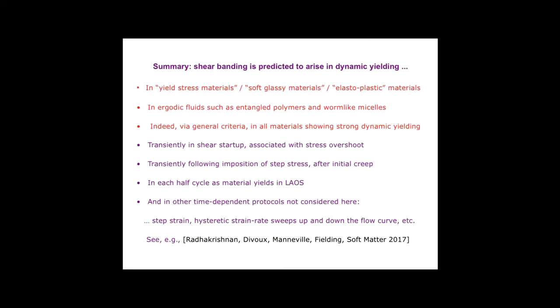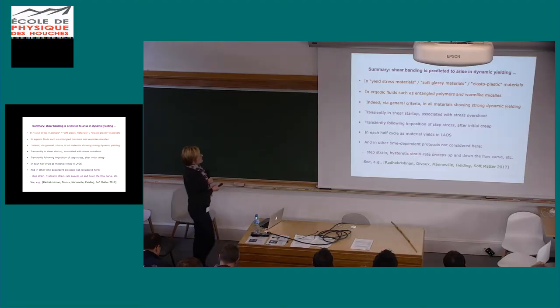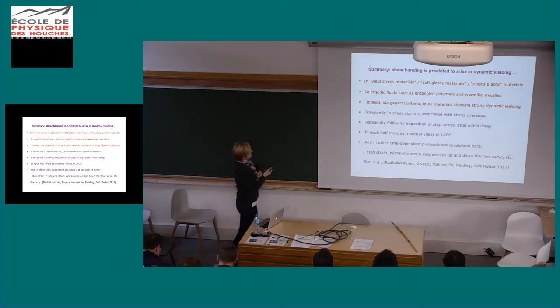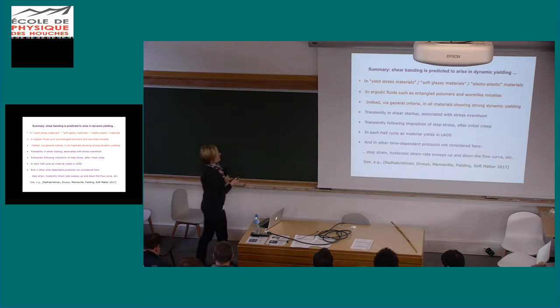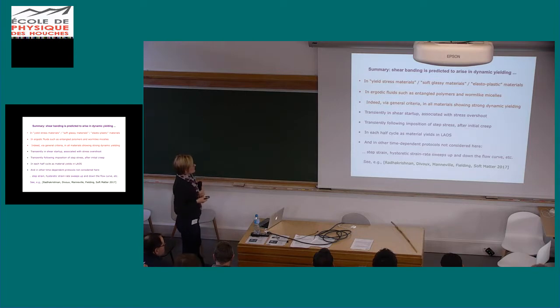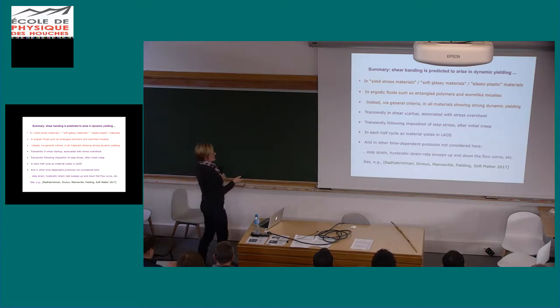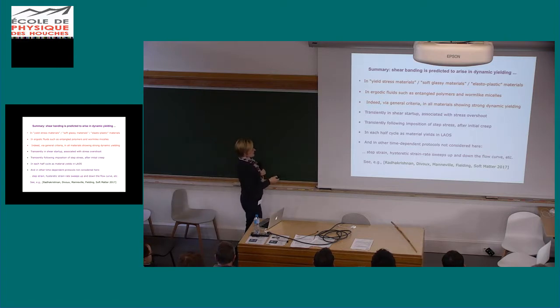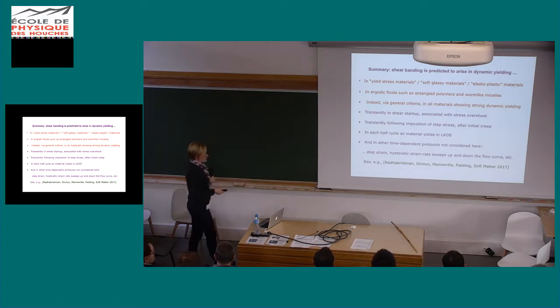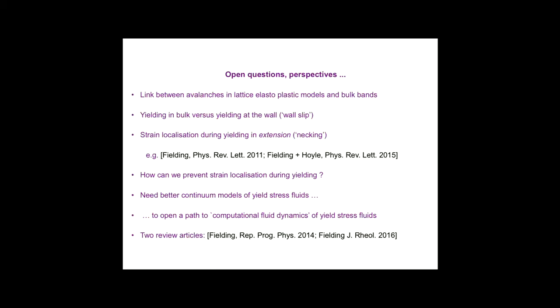So to summarise then, shear banding is predicted to arise in dynamic yielding in yield stress materials, but also in ergodic fluids such as entangled polymers and worm-like micelles, and indeed quite generically. We've shown that in Shear Startup, in the creep experiment, in large amplitude oscillatory shear, and in other protocols which I've not shown here, but you can read about them, for example, in this paper.